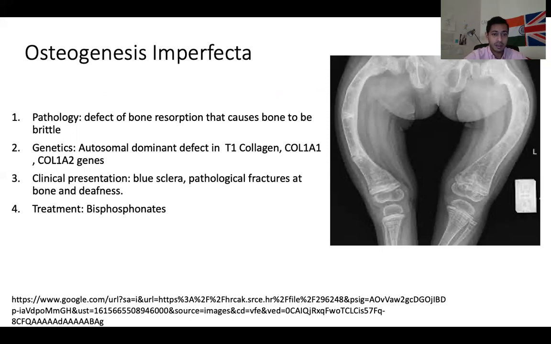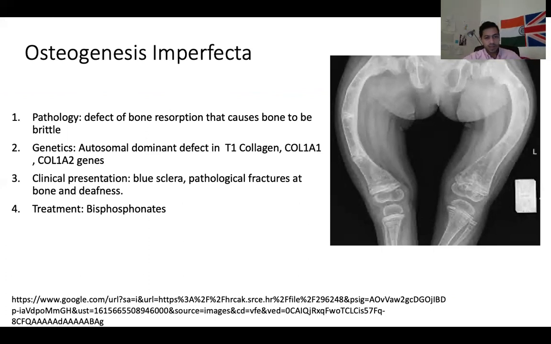How does it present? As you can see, it usually presents as pathological fractures in the bone. And the patients tend to have blue sclera. That's a very noticeable sign when you're examining the patient. And also deafness. You might be wondering why deafness. Deafness occurs because the bones of the middle ear are also actually fractured quite often in these patients. So that's the cause of the deafness there.